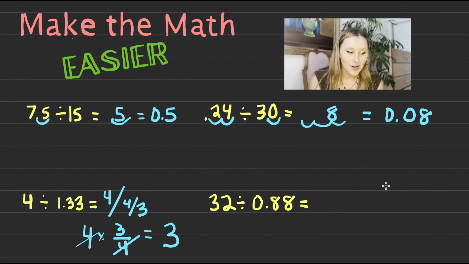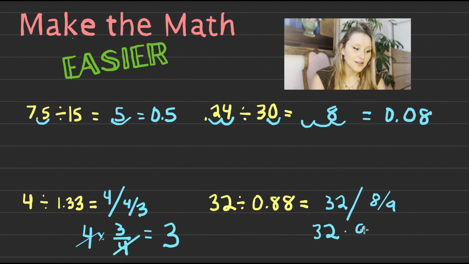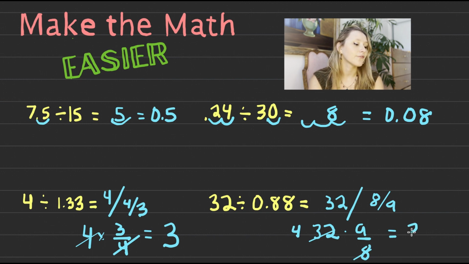Moving on. So 32 divided by 0.88. We talked about this in the beginning. 0.88 is about 8/9. So let's do the same thing. 32 times 9/8. Cancel out the 32 and the 8 to get 4 in the numerator. 4 times 9 is 36.